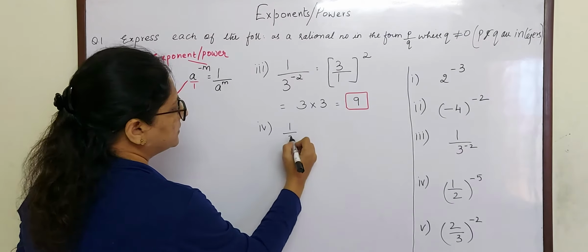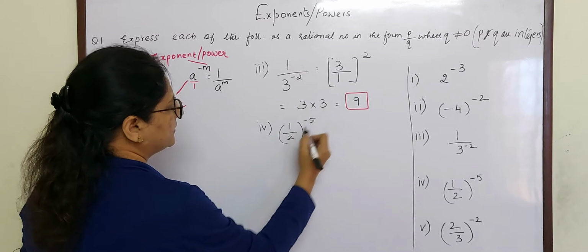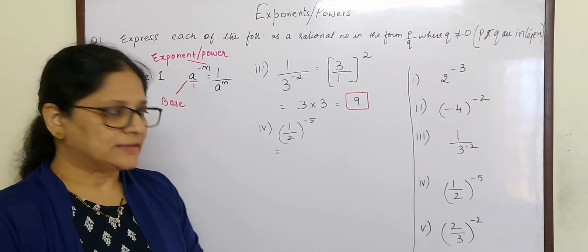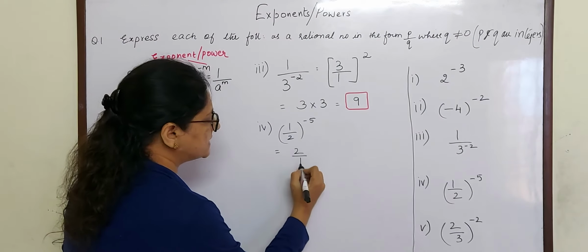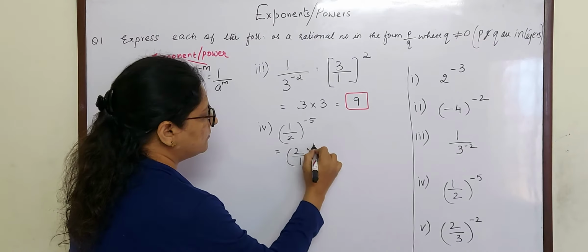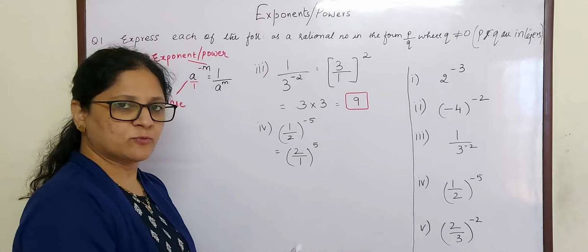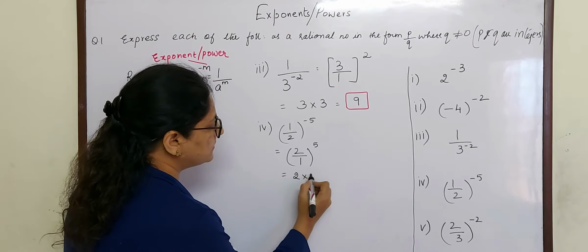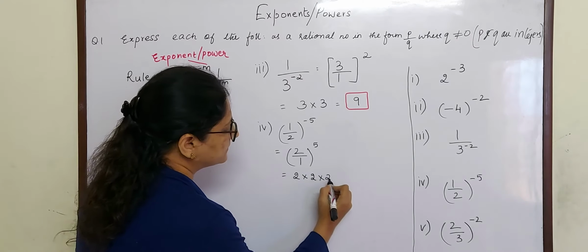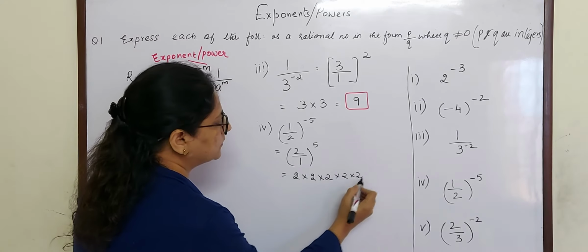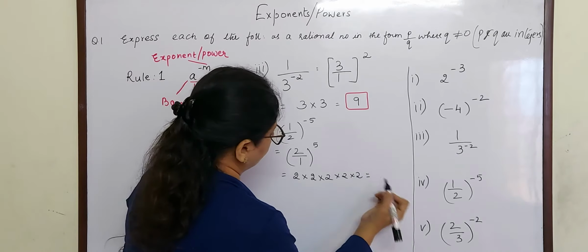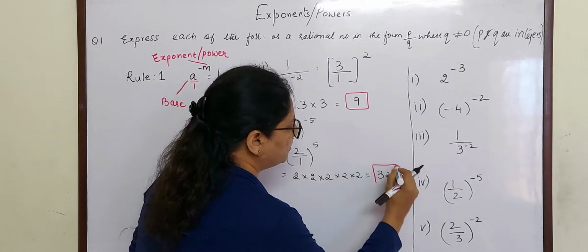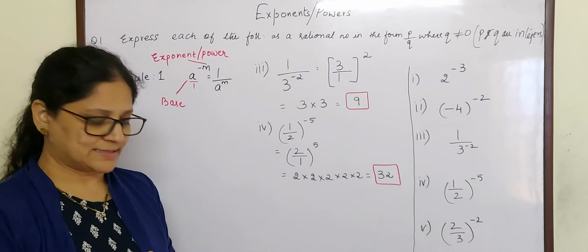Fourth, half raised to minus 5. So here what will we do to change the negative exponent to positive? Yes, 2 by 1, reciprocal of the base, raised to 5. Now 1 raised to 5 is 1, but what is 2 raised to 5? That means base 2 has to be multiplied 5 times, which is equal to 32. And so 32 by 1 is in the form of P by Q, and that is your answer.